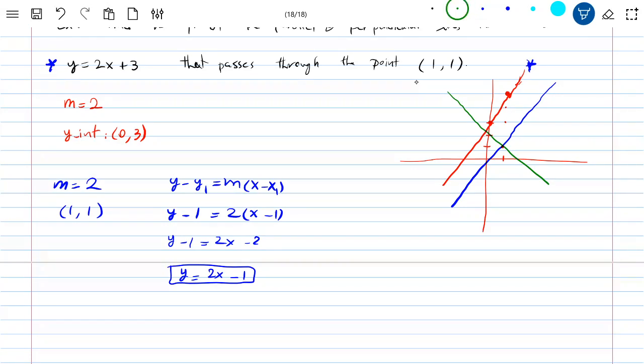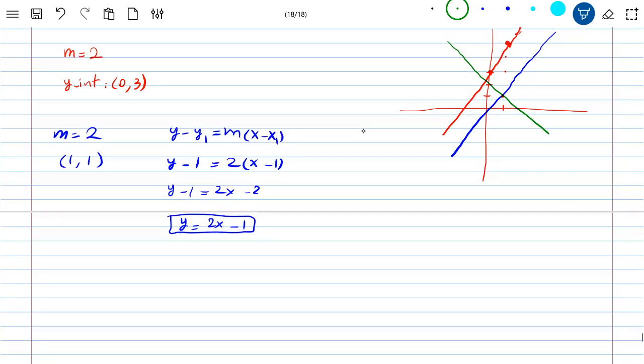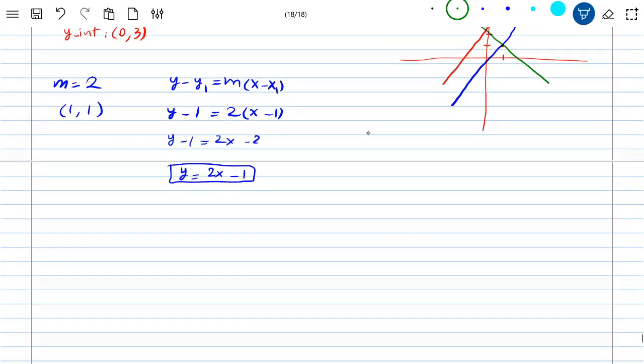How about the green line? There's no difference actually in the calculation. The only difference is what is the slope. Since it's perpendicular to the red line, the slope must be opposite and reciprocal. So the slope would be -1 divided by 2. This is the reciprocal of 2 and also opposite, so negative. And is a point given on the line? Yes, there is a point given, 1 and 1 again, the same point.